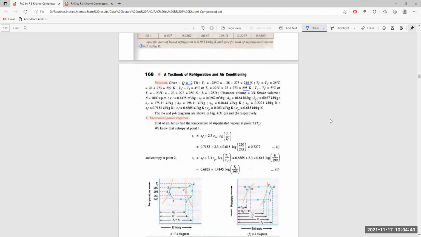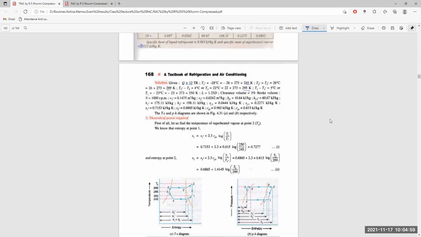So next, L is equal to 1.25 D, means the ratio between length and diameter is given as 1.25. The clearance volume is 3% of the stroke volume itself, and RPM is given as 1000 RPM.